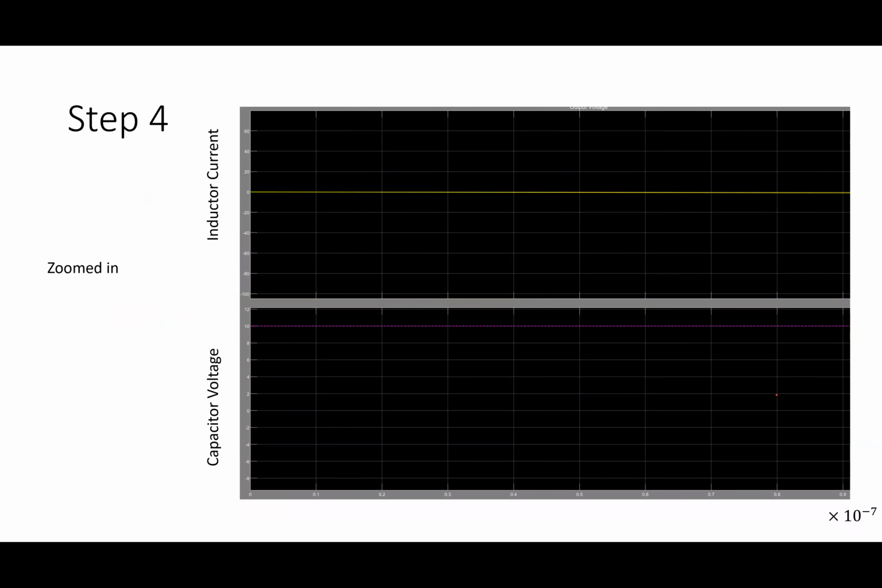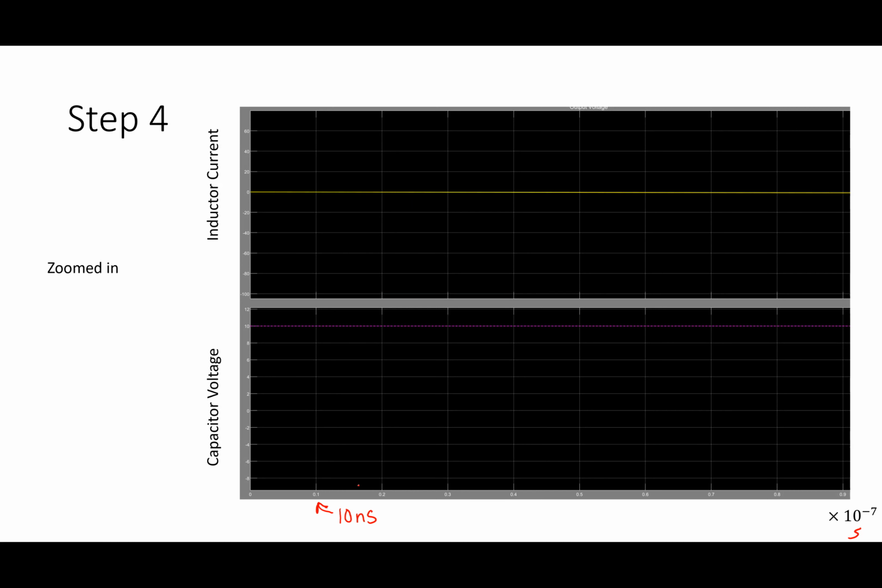What I did was I zoomed that in. If you can see here on the x-axis, multiply these by 10 to the minus 7 seconds. So right here, 0.1 times 10 to the minus 7 is how many nanoseconds? Nano is 10 to the minus 9, so that's 10 nanoseconds.